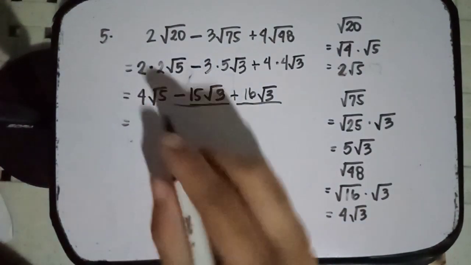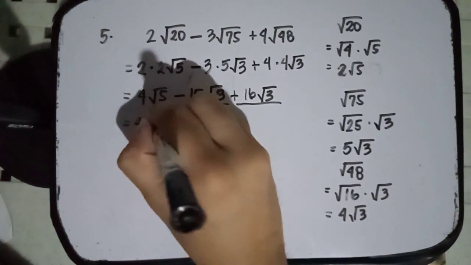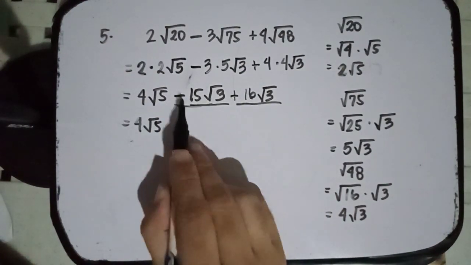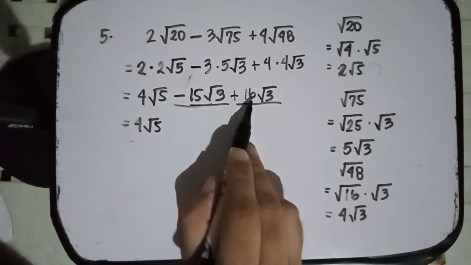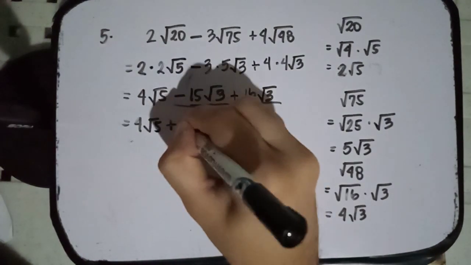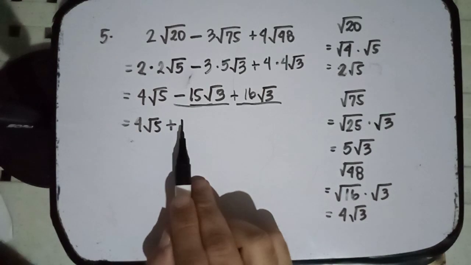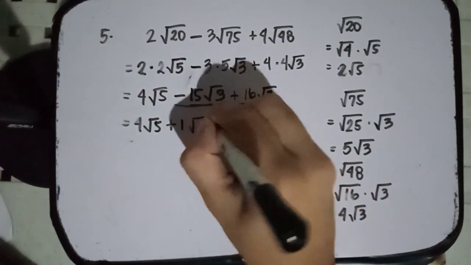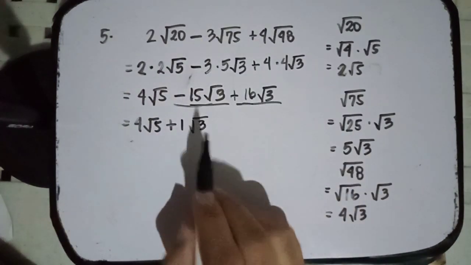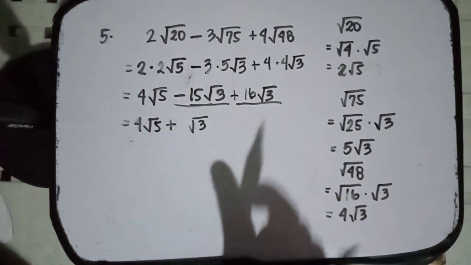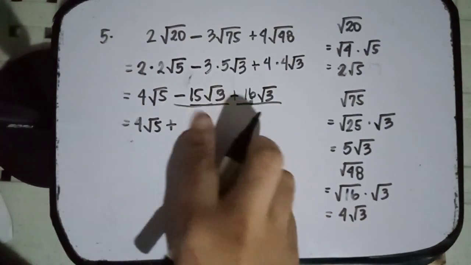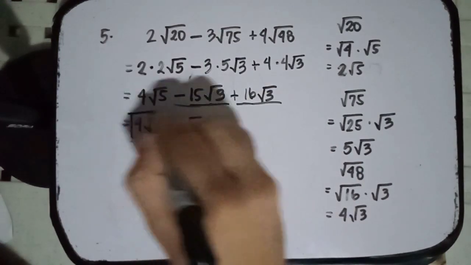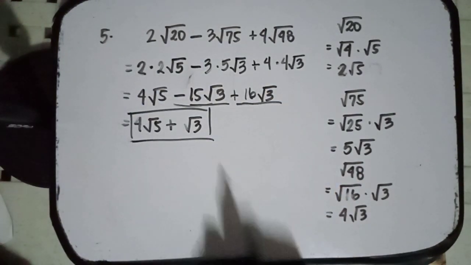So, we just copy 4 square root of 5. Then, we have negative 15 plus 16. So, what is negative 15 plus 16? That is positive 1. Okay? But as a coefficient, hindi mo na kailangan isulat yung 1. So, imbes na 1 square root of 3 ang isulat mo, isulat na lang yung square root of 3. So, kaya ang sagot po ay 4 square root of 5 plus square root of 3. Okay? Ayan po yung sagot.